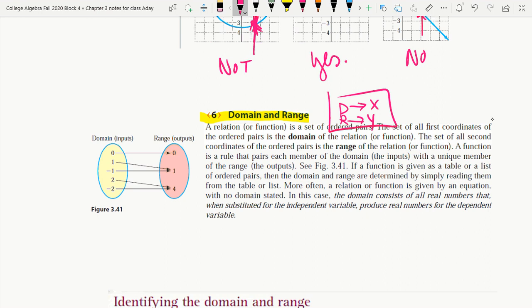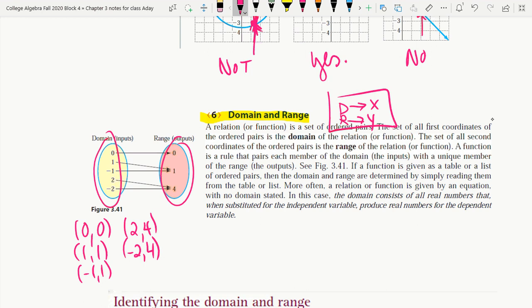So in this graph here, I can see that the points are 0 goes to 0, 1 goes to 1, negative 1 goes to 1, 2 goes to 4, and negative 2 goes to 4. And my domain are my X's, and my range are my Y's.